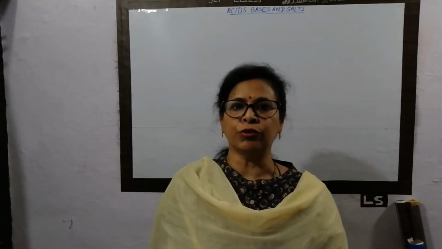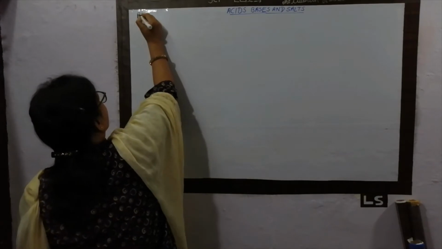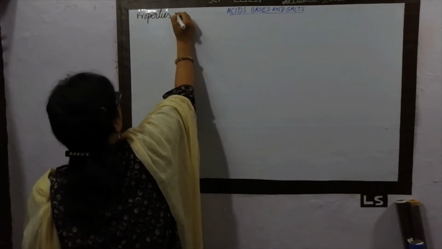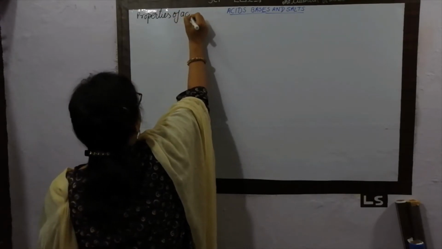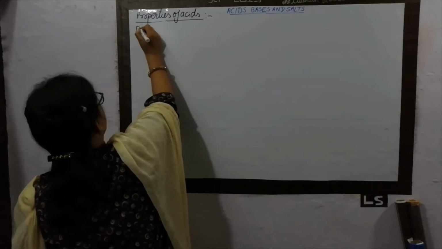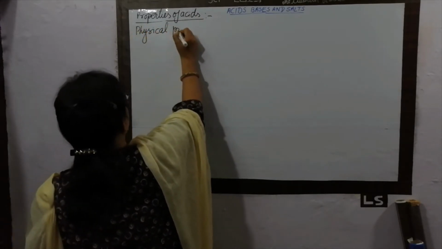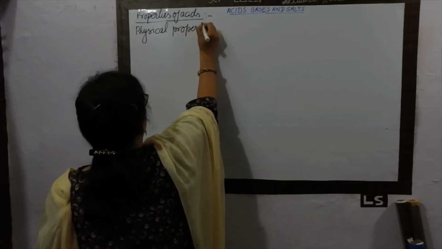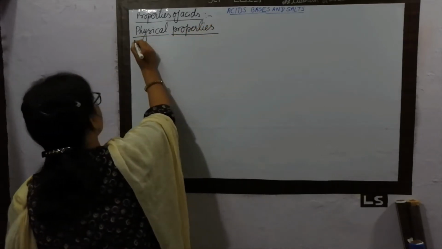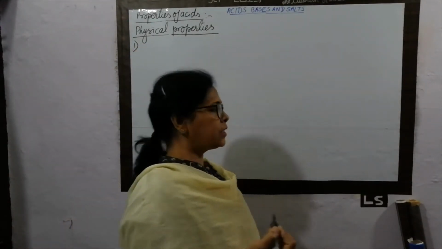Now let's move towards the properties of acids. We are able to classify the properties in two different terms. First is called the physical property and second is called the chemical properties. Let's move towards the physical property. What is the physical property of the acids?